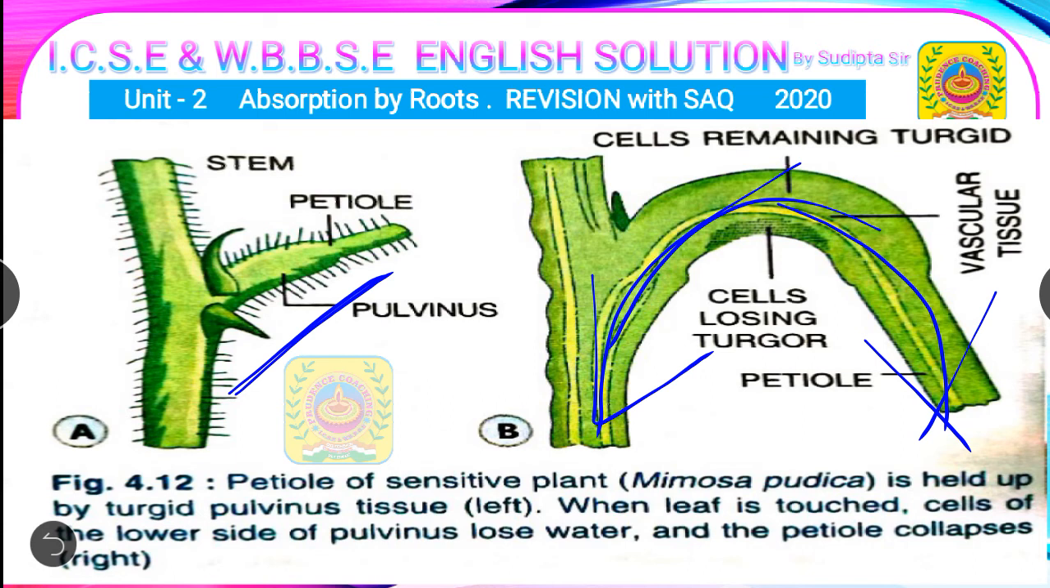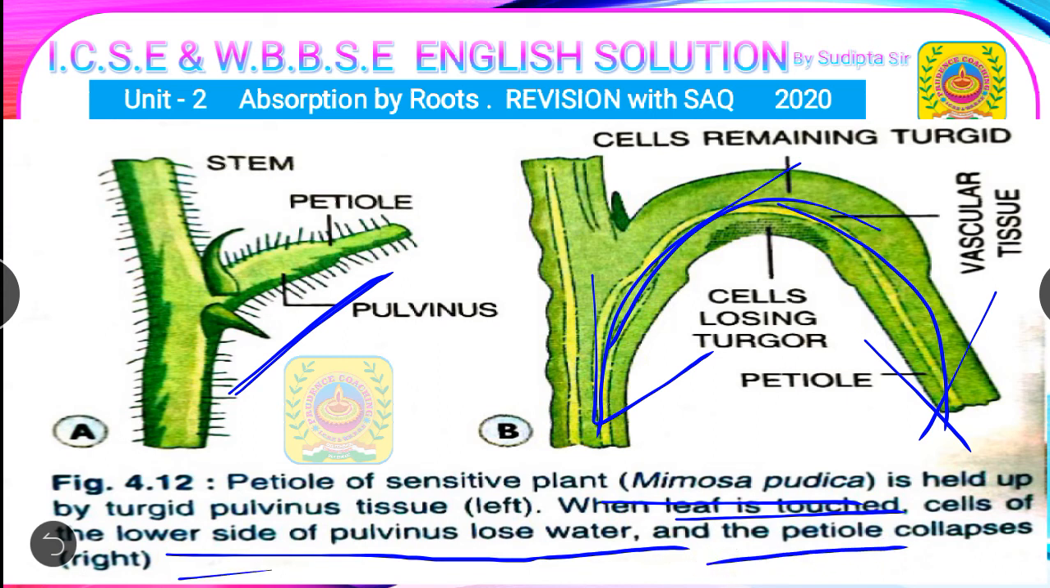So you can see here, this is the mimosa pudica. When the leaf is touched, cells of the lower side of the pulvinus lose water, and as a result the petiole collapses and moves down. So that's all.